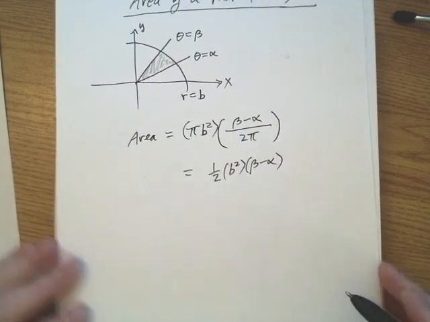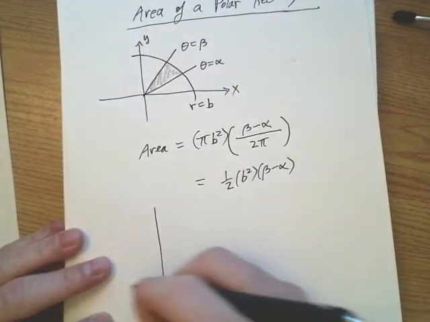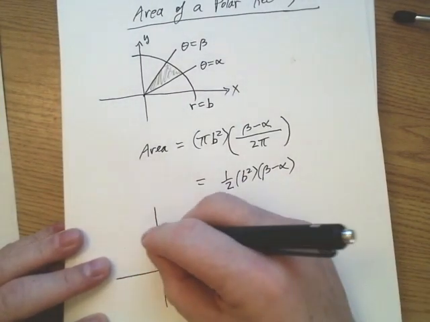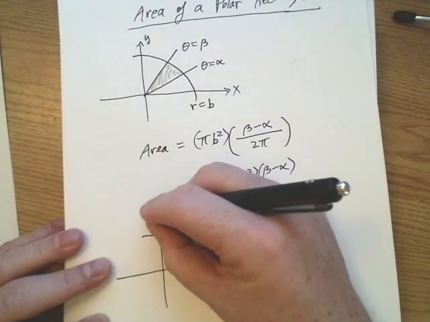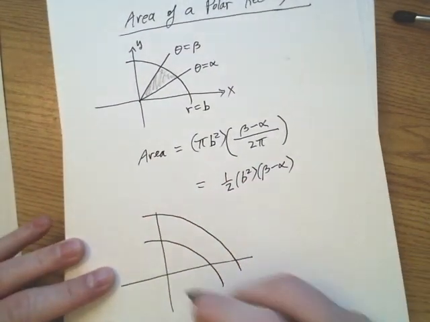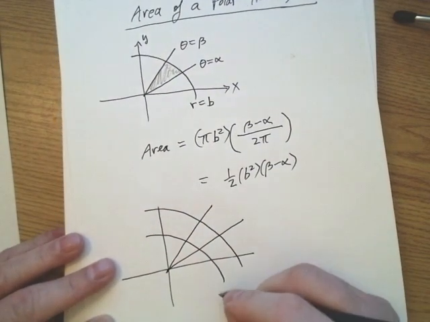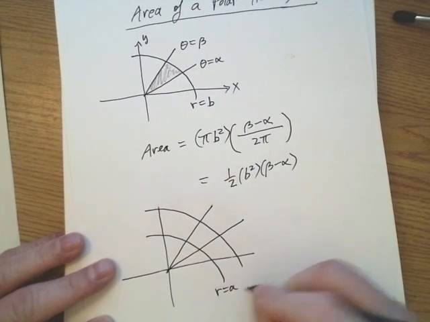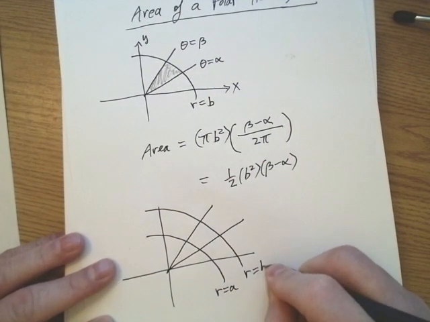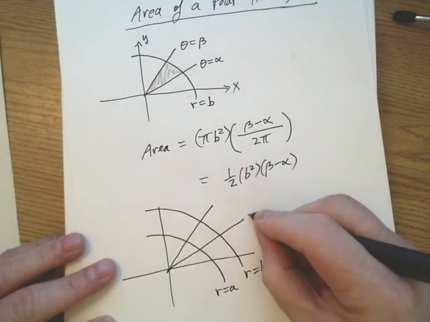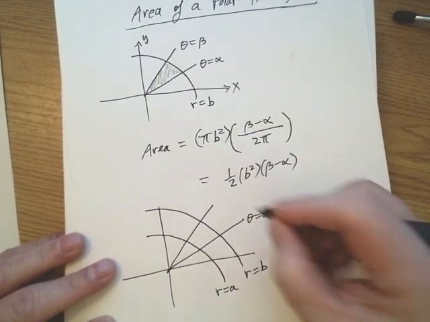Now, what about the case where we've got this region bounded between two different radii, r equals a and r equals b? Again, I still have these same two angles.